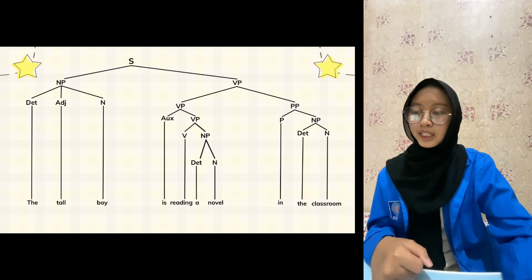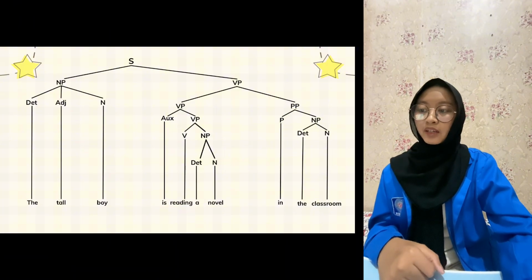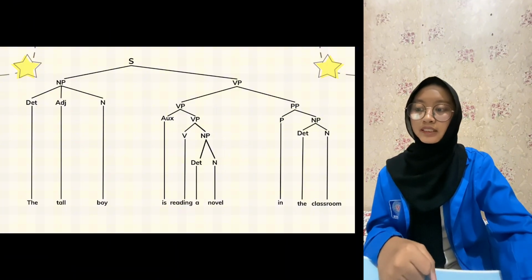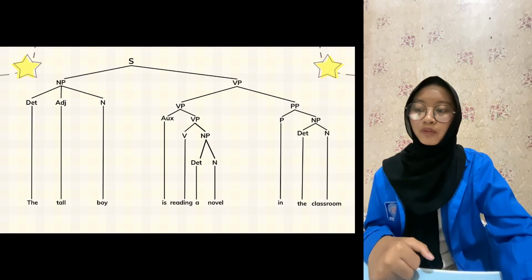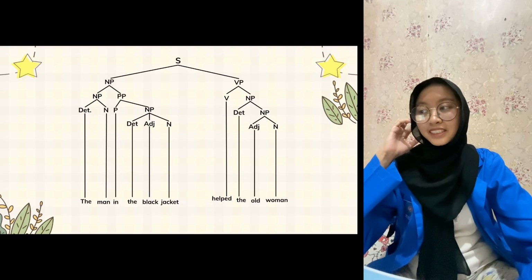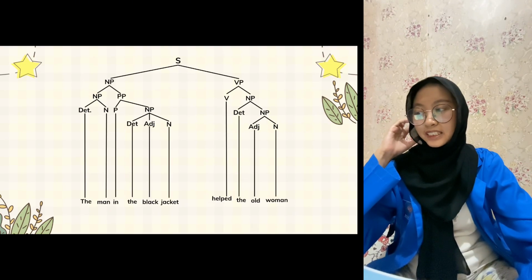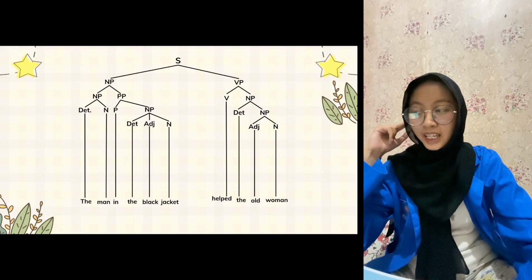Next up is the prepositional phrase. P for preposition here is in, and for the determiner again is the word the, and for the noun is classroom. For the next example, the sentence is: the man in the black jacket helped the old woman.